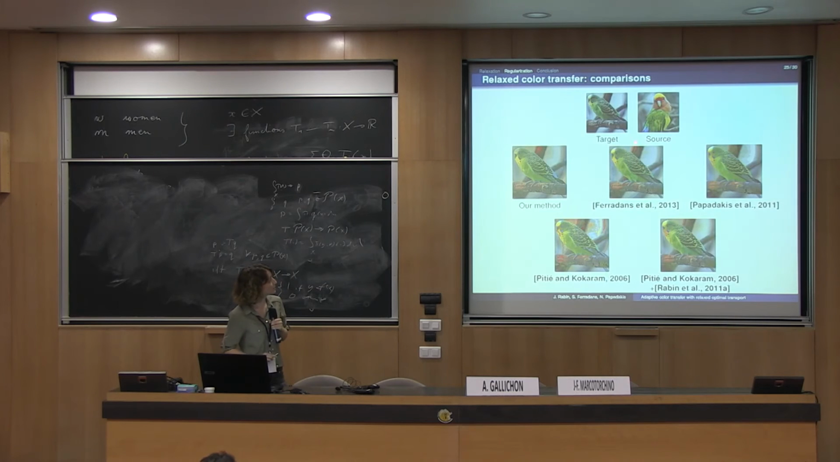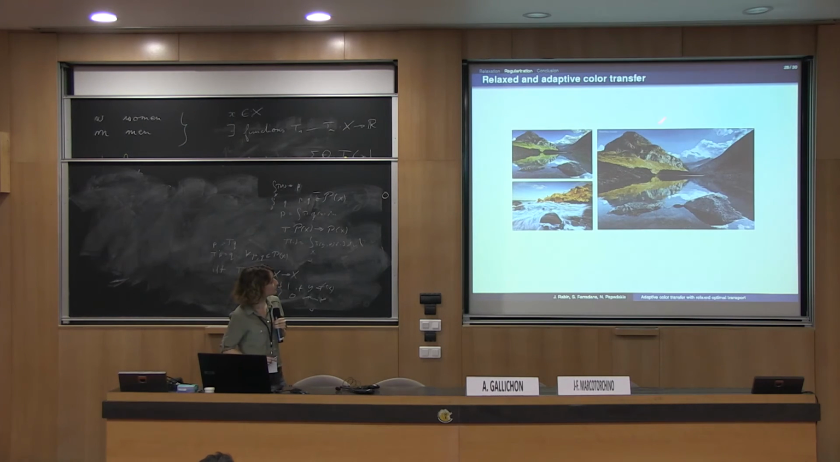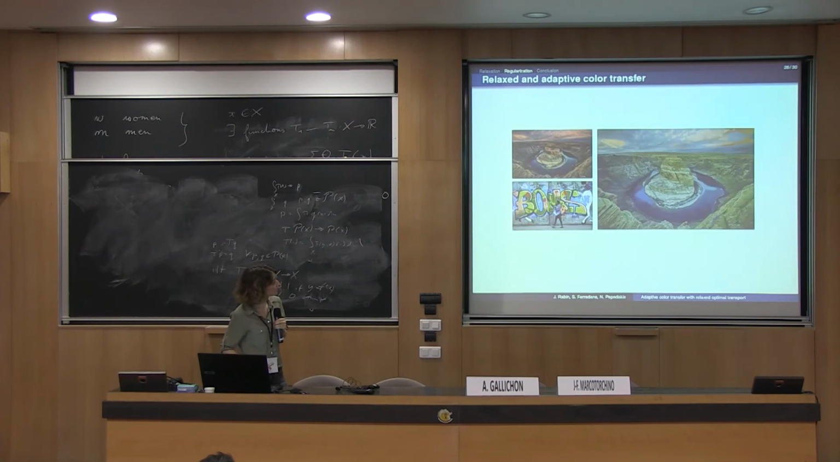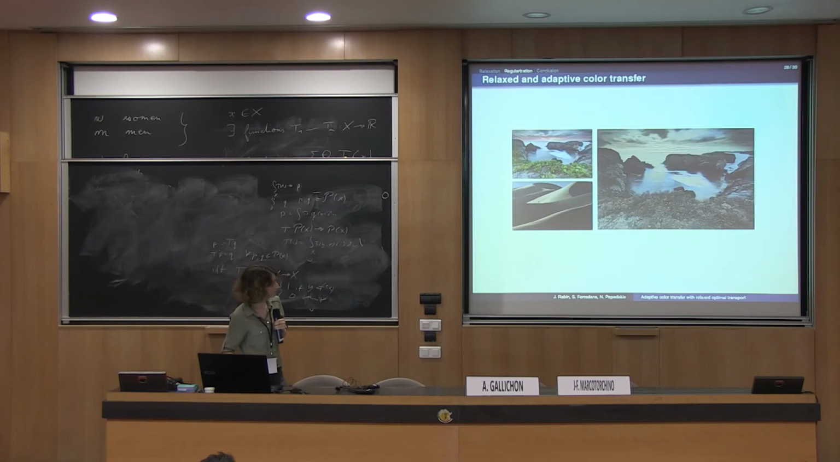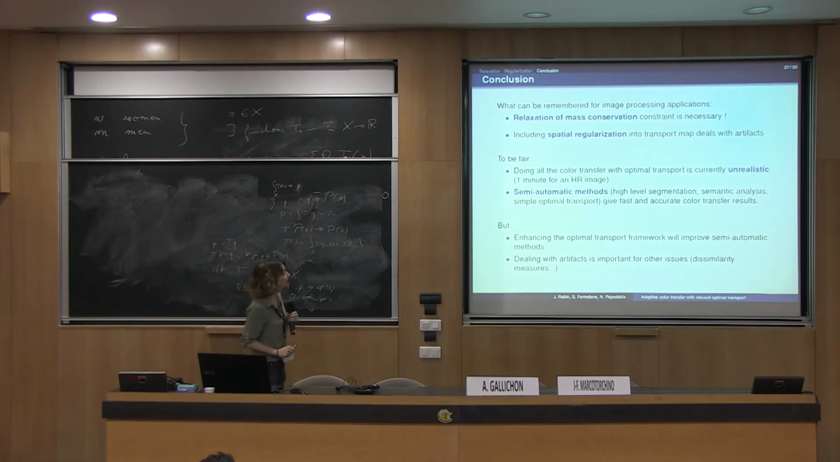Okay, so these are some examples. We have this image here of a parrot, I suppose, and we want to impose these colors on this image. So this is the result that we obtain, and these are others from the state of the art. For example, we can see that we're avoiding some artifacts and so on. Some other examples, we have this image here. We want to impose the colors of this image, and we get this image here. Different example, same location. Okay, well, I think you got the idea.